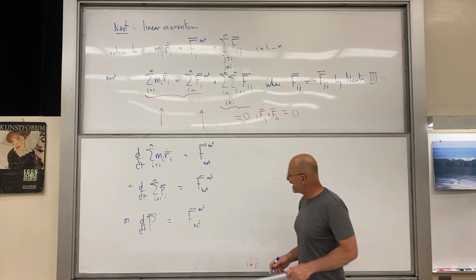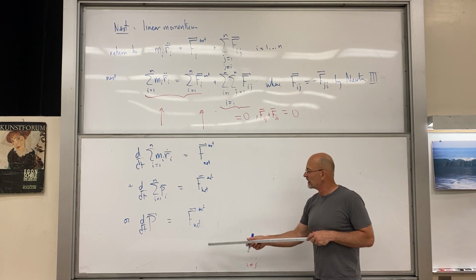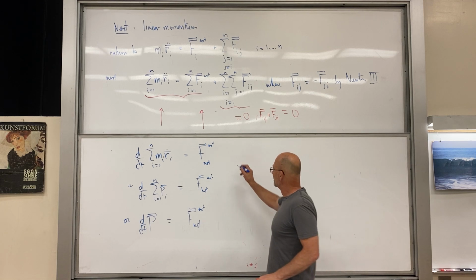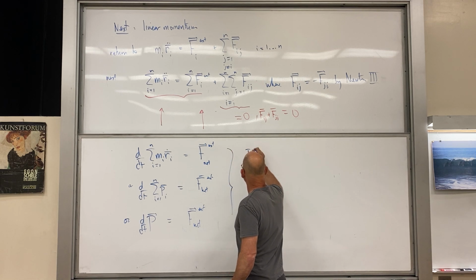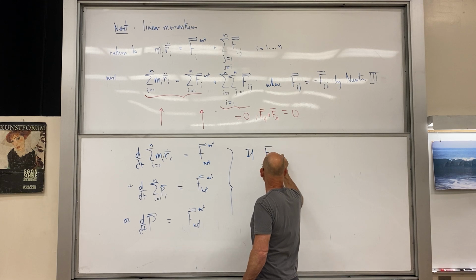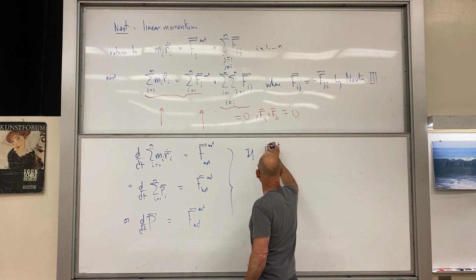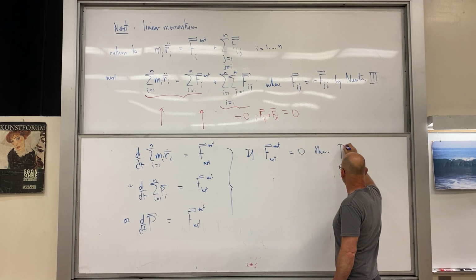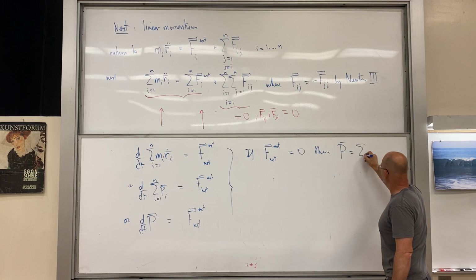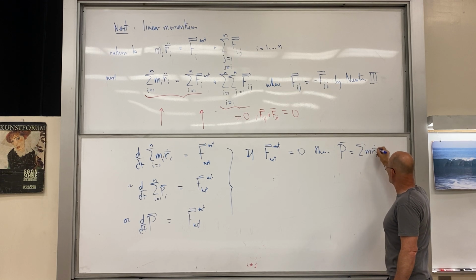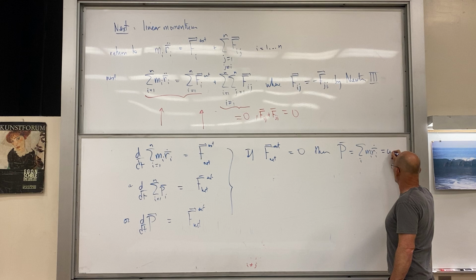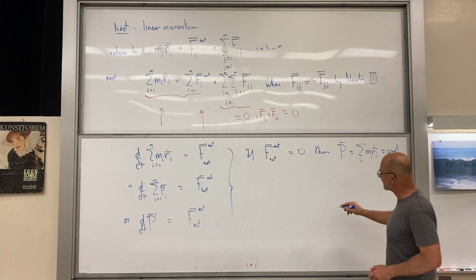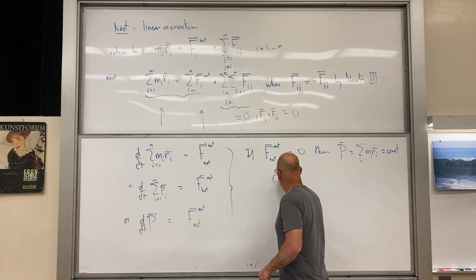So if the net external force is 0, then the total linear momentum is conserved. If F net external equals 0, then P, equal to the sum of all of these individual momenta, is constant. So that's conservation of linear momentum.